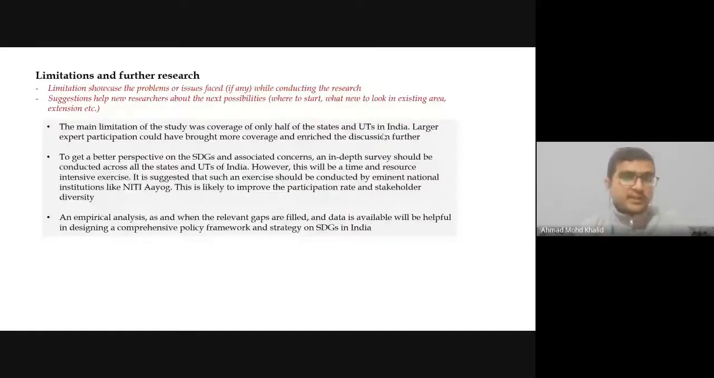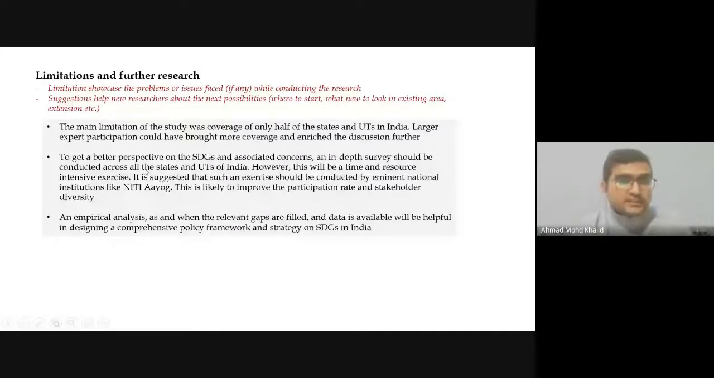So if somebody is now doing a study covering all the states of India, definitely the findings can be richer. It will be a new contribution. So it is open. Half of the states somebody has done; if all the states of India were covered, it could have enriched the discussion. So this was one of the limitations they have cited.